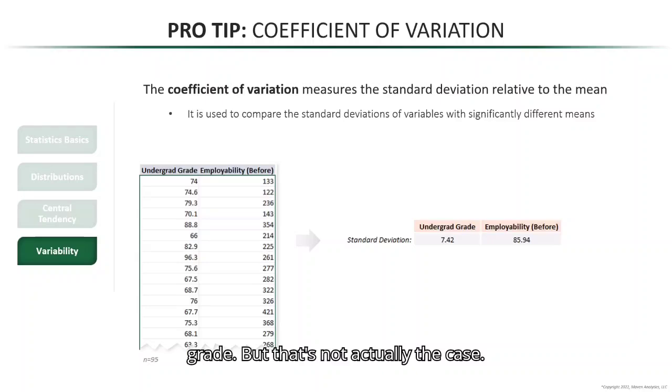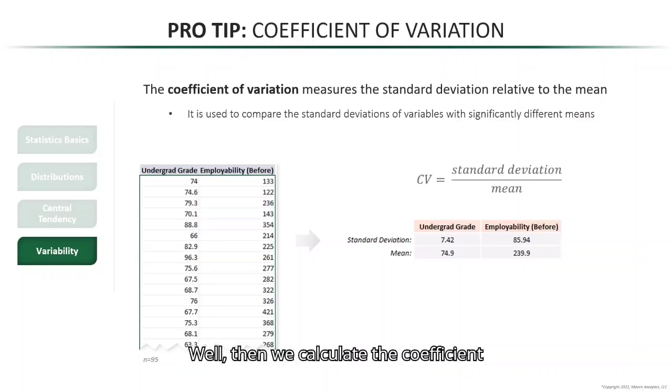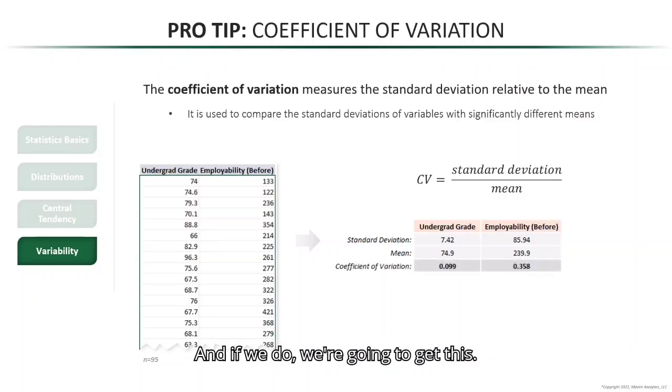But that's not actually the case, and if we show the mean for each variable as well, then it's a little easier to see why. Employability scores are simply on a larger scale. So to put both of these variables, or both of these variabilities, on the same scale, we calculate the coefficient of variation, which simply divides the standard deviation by the mean. And if we do, we're going to get this.